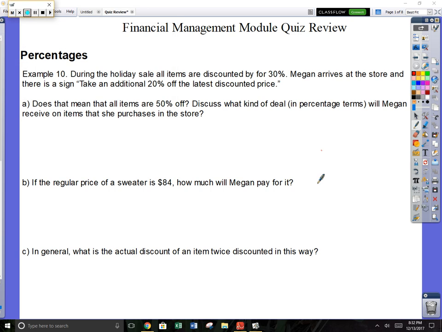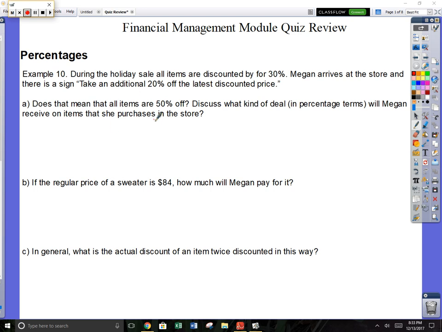Okay, your financial management module starts off with percentages. This is a typical percentage problem you're going to find in stores. So, discounting items. Example number 10: during a holiday sale, all items are discounted by 30%. Megan arrives and finds a sign that says take an additional 20%. So it's kind of a clever marketing scheme. Makes the customers feel really good about what they're paying.